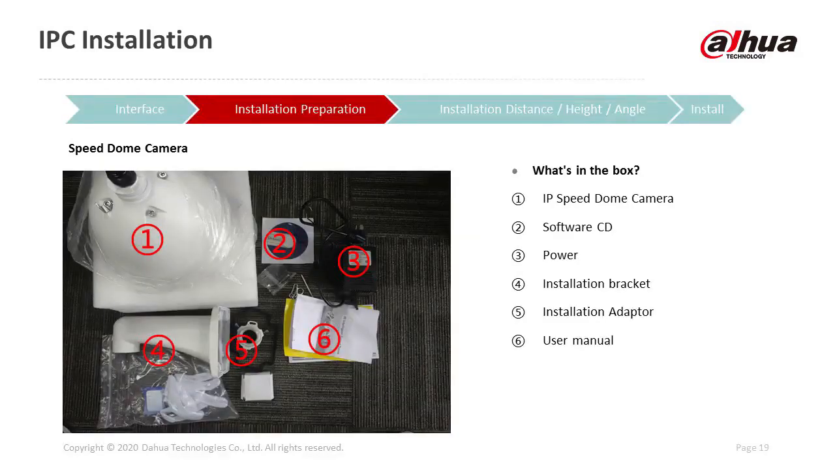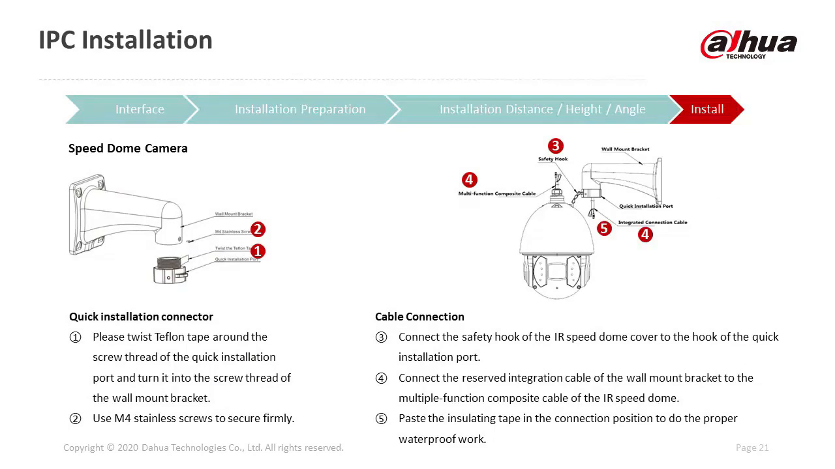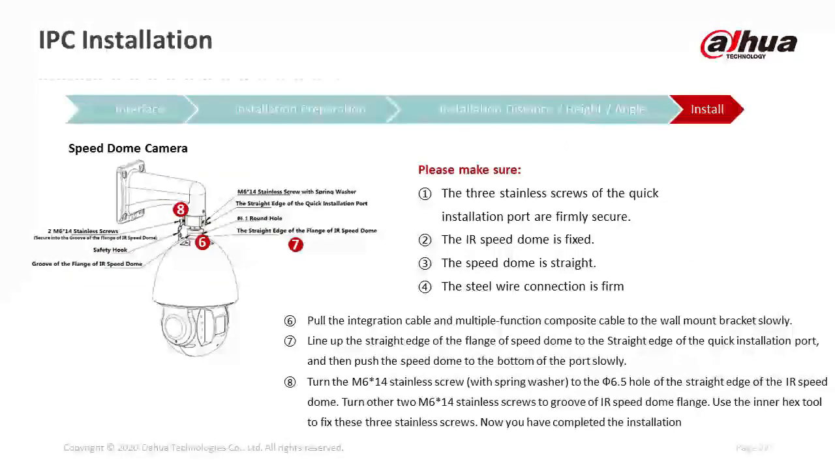Check the components according to the device list. If the speed dome supports auto track function or laser function, please make sure the installation height is more than 6 meters. Follow the installation instructions to install the quick installation connector and connect cables. Please make sure the 3 stainless screws of the quick installation port are firmly secured.